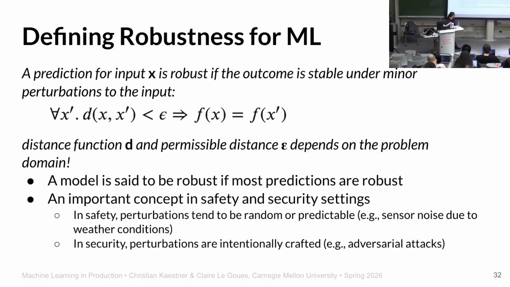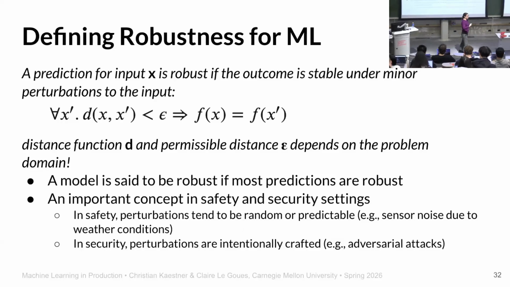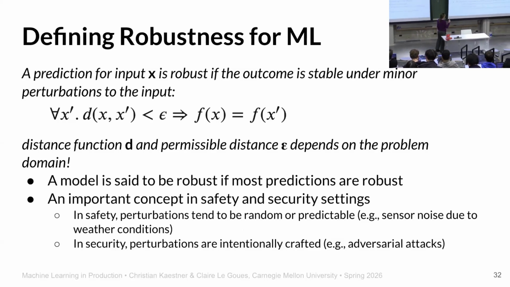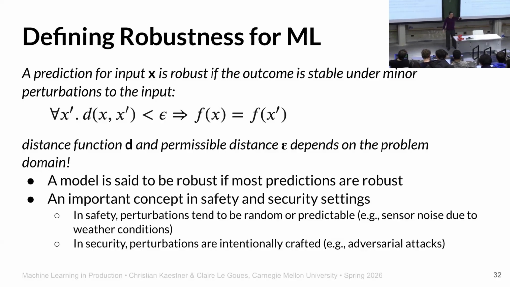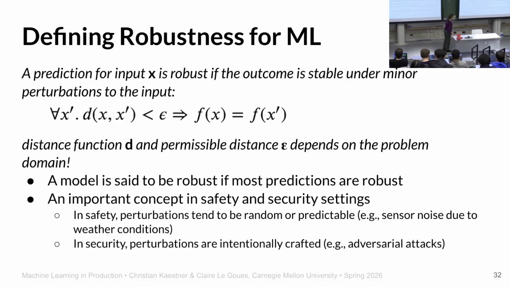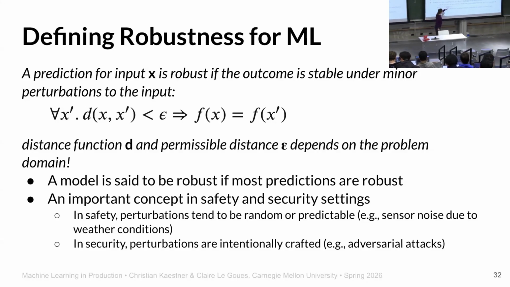For machine learning, the idea is related to this problem, sort of. The way robustness for ML is defined is that a prediction for some input is robust if the outcome is stable under minor perturbations. Now, just like software systems, stability depends on the problem domain, okay? We say that a model is robust if most predictions are robust. And what kind of perturbations we look at will vary again by the domain.